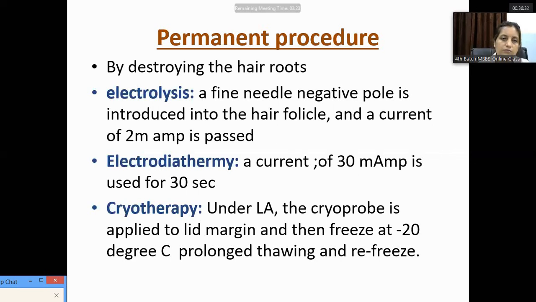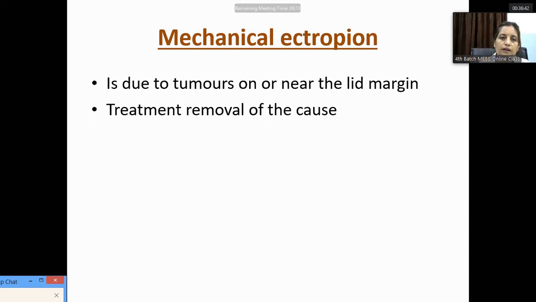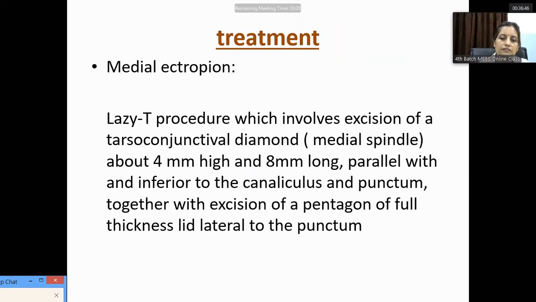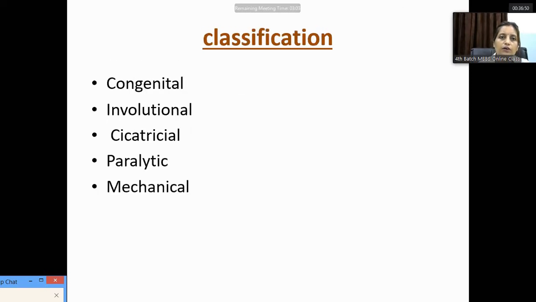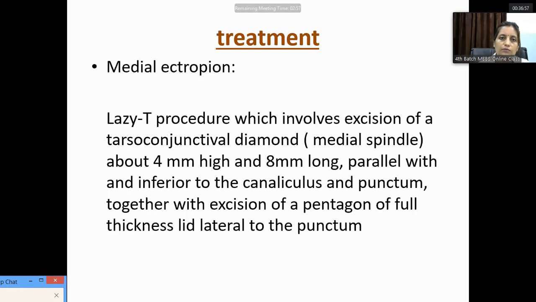If it comes to you as a SAQ or a short note, then you have to write this. This is a very common topic, and ectropion, entropion, blepharitis, and trichiasis are very common conditions that occur frequently, and you should know the conditions and the pathogenesis, because it can come to you.